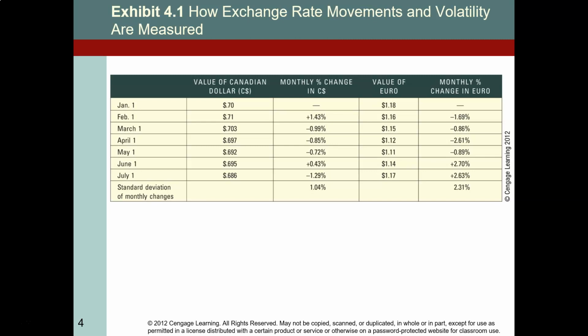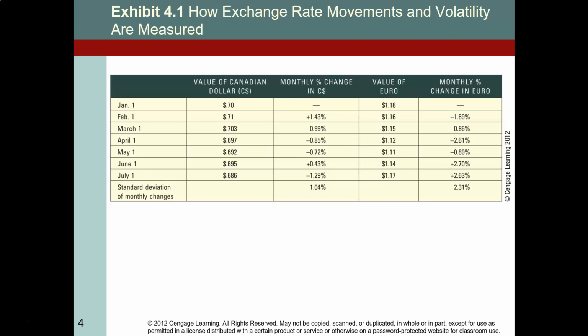And then from February 1st to March 1st, the percentage change is 0.703 minus 0.71 divided by 0.71. So we see a negative change here, negative 0.99%. The value of Canadian dollar decreased in the second month. Okay, and so on and so forth. You could try to calculate the next few rows here. We can see the percentage change could be calculated.